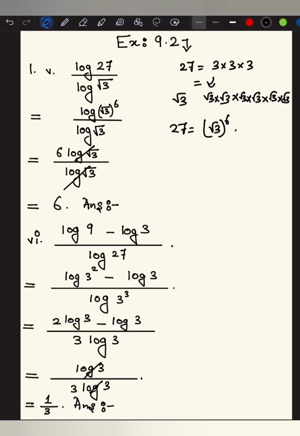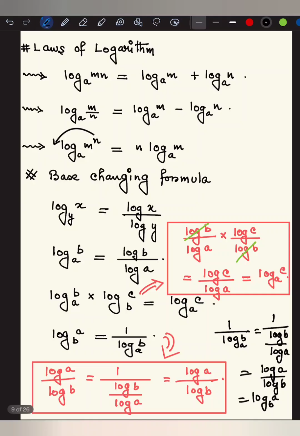So in the next step, we have studied that log m to the power n will be equal to what? n log m. So it will be 6 log root 3 by log root 3. So log root 3 gets cancelled out, so it is 6, which is our answer. Understood? This is the formula that I was talking about. Log m to the power n is equal to what? n log m.